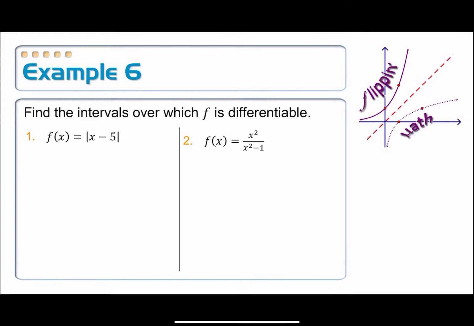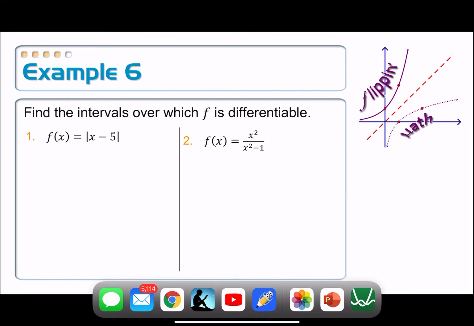For example 6, find the intervals over which f is differentiable. So remember, this word differentiable simply means that you can take a derivative at a particular point. The derivative exists there. So on number 1, we've got an absolute value graph. Number 2, we've got some sort of rational function.